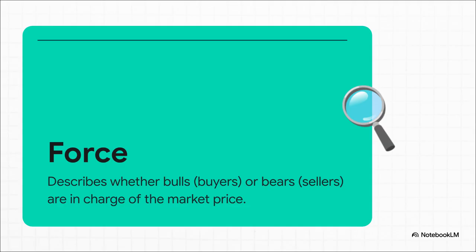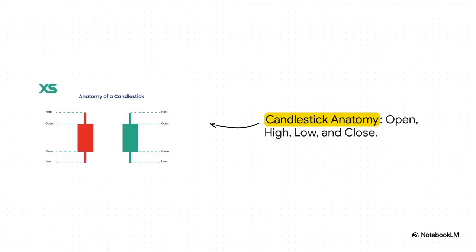It's a constant, vicious battle of force between the bulls, who are the buyers pushing for higher prices, and the bears, the sellers, who are demanding lower ones. Every single mark you see on a stock chart, that's just a receipt showing exactly who won that battle during a specific block of time. And those battles leave behind a very specific physical footprint called the candlestick.